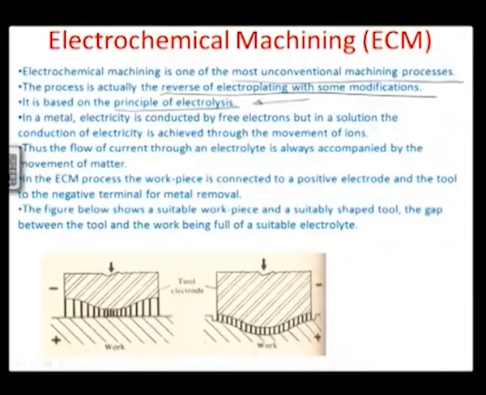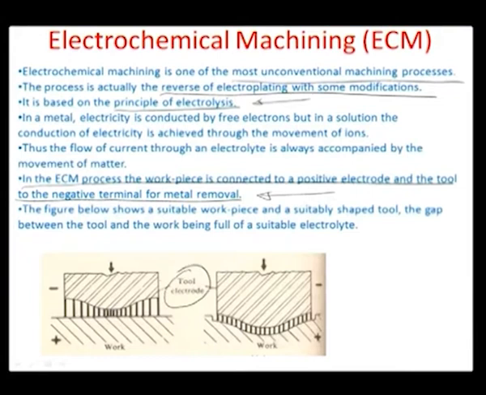So as you can see here back in the slide, in the ECM process, the workpiece is connected to the positive electrode, so it is made the anode, and the tool to the negative terminal for the metal removal. So that's conventionally followed in some of these processes. So the tool is the cathode and the workpiece is the anode, as you can see in this figure here.